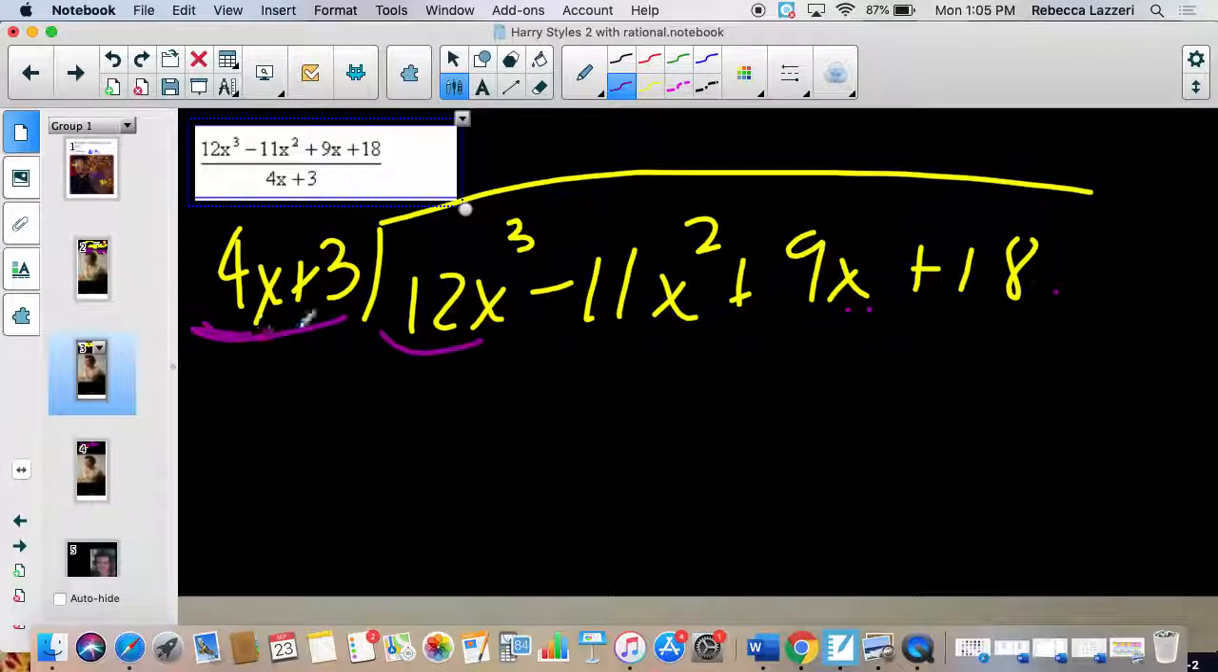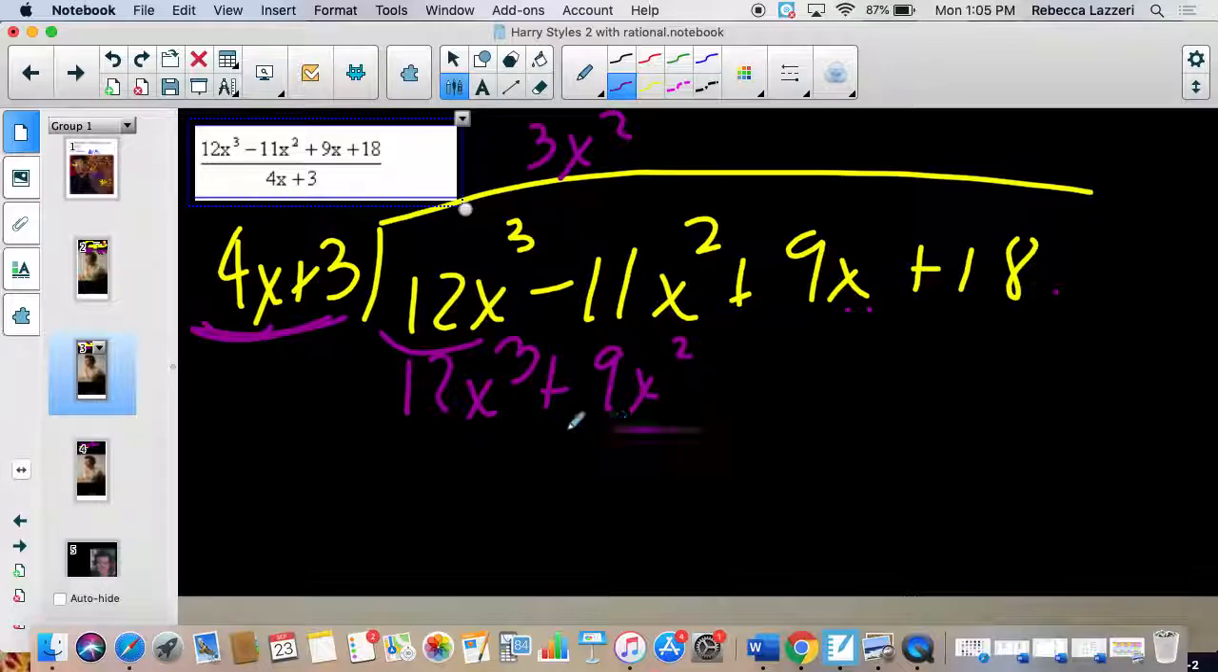Later I'll go back and distribute it all, but I'm just going to make a quick snap decision. I think I need a 3x squared, so I'm going to write down 3x squared. Once I make that decision to match it as closely as I can, now I've got to go back and distribute the whole thing. So I'm saying 3x squared times 4x is 12x cubed, and this will be plus 9x squared.